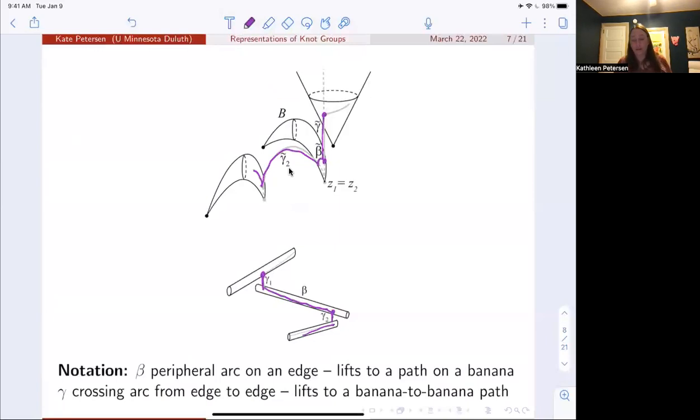So what we want to do is essentially show that this picture, the top picture that I drew up here, is accurate. I haven't said anything that was a lie, but I did draw these gammas, the gamma tildes, the lift of the crossing arcs, very nicely. And we want to show that we can take these to be really nice paths that go from one banana to the next.